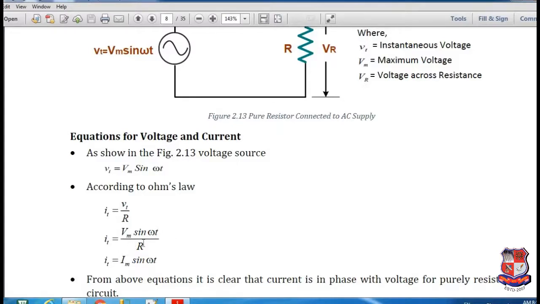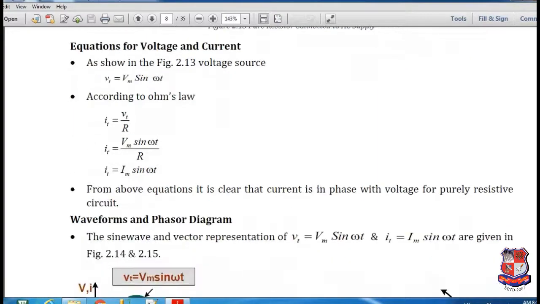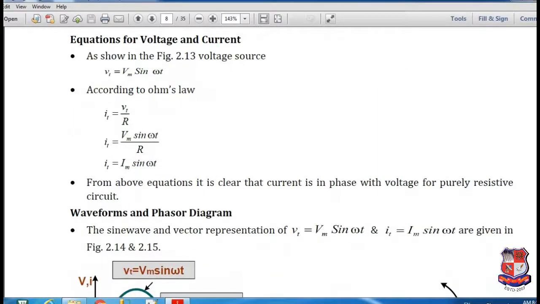The equation for the current can also be written as It is equal to Im sin omega t, where Im is equal to Vm by R. So for a purely resistive circuit, the equation for the voltage is Vt is equal to Vm sin omega t and It is equal to Im sin omega t.